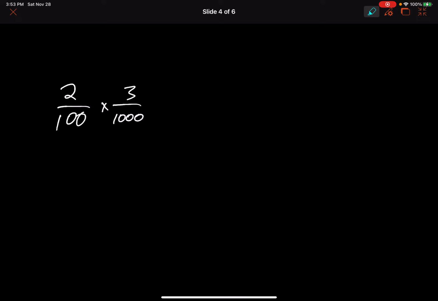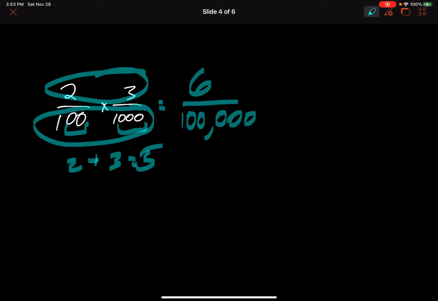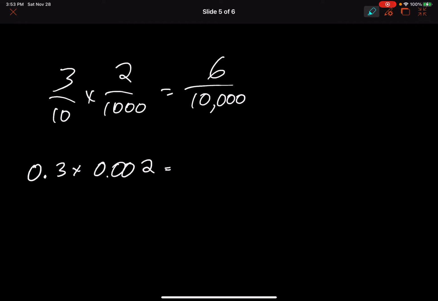So when I'm multiplying, right, I multiply my numerators, and then I multiply my denominators, and knowing with the rule that I can just count, okay, there's 2 plus 3, I'm going to have 5 zeros in my answer. So this is going to be 6 100,000ths. Okay, so here what I've done is I've multiplied my numerators, which is 6. I've multiplied my denominators, which is 10,000. Count them, 1, 2, 3, 4, right?